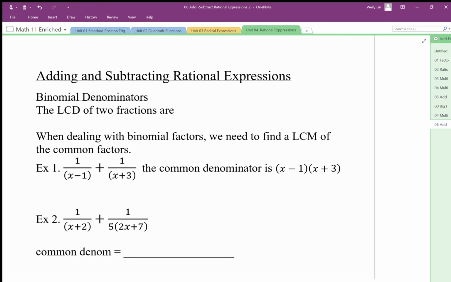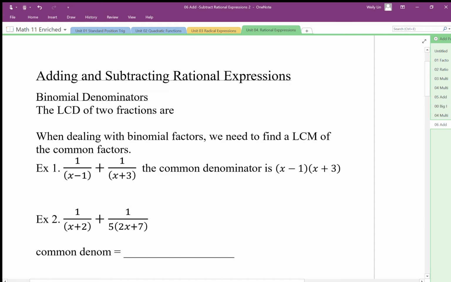So for binomial denominators, we want to find the lowest common denominator. And to do this, we need to make sure that when we have binomial factors, we are clear what the factors are. The x by itself is not a factor, the minus 1 itself is not a factor, same here, the x and the plus 3. The whole binomial represents a multiplying piece here, same here.